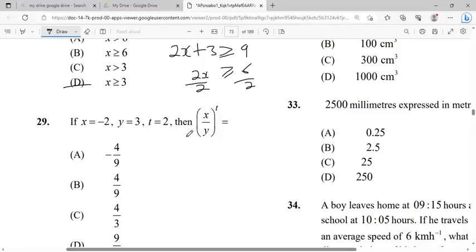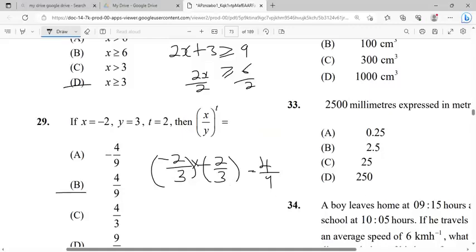All right, so we have x over y. So x is negative 2. So it's negative 2 over 3 times negative 2 over 3. I may have to multiply. So it's 4 over 9, all positive, right? So that's B. Halfway there, you know, guys. You're halfway there.